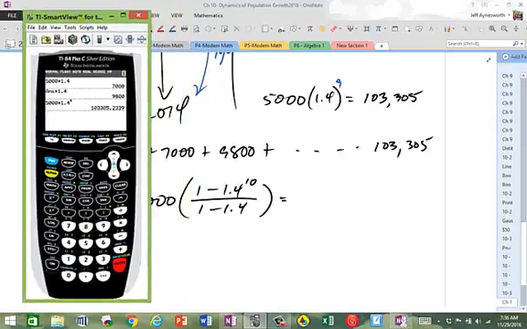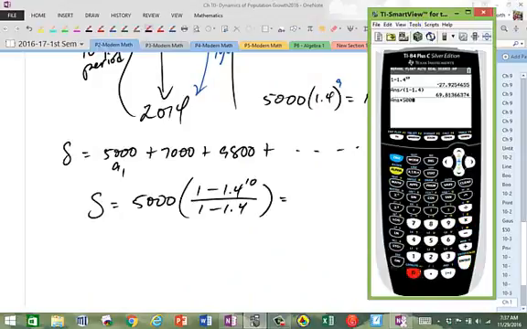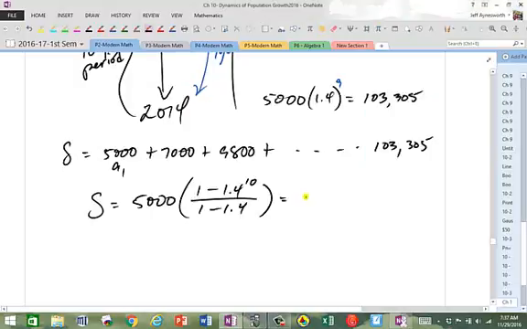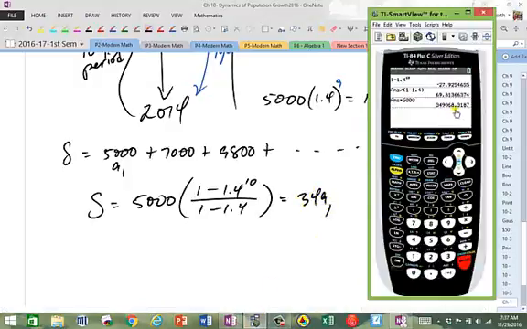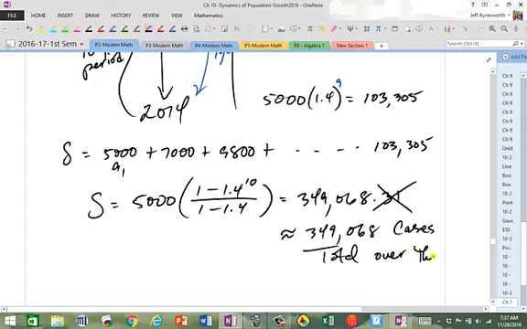So what would that total sum of the cases be? It's going to be a large number, because if you add up all these numbers, it's going to be big, right? So we take 1 minus 1.4 raised to the 10th power, divided by 1 minus 1.4, and then multiply it by 5,000. There we go. And we get a large number here, 349,068 cases, point 3 1. But remember, these are people, right? So we have to round it. It's approximately 349,068 cases total over the 10-year period.